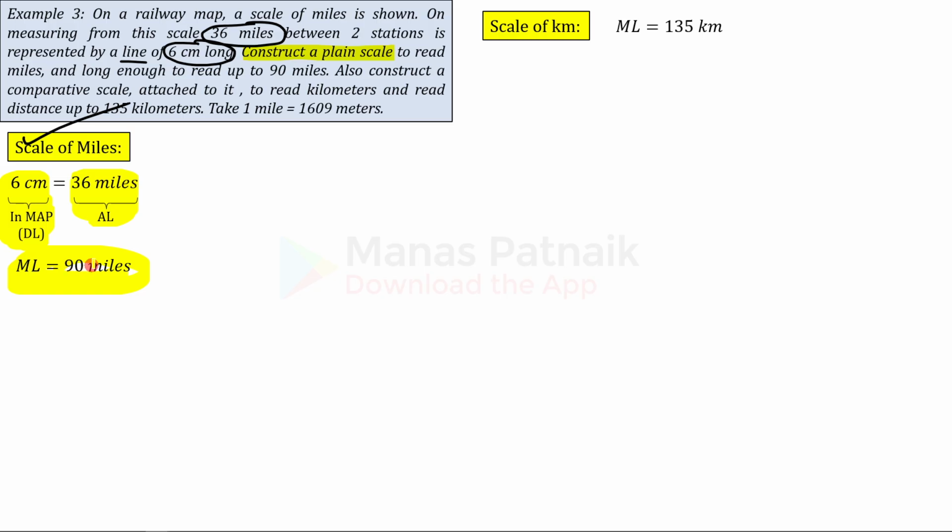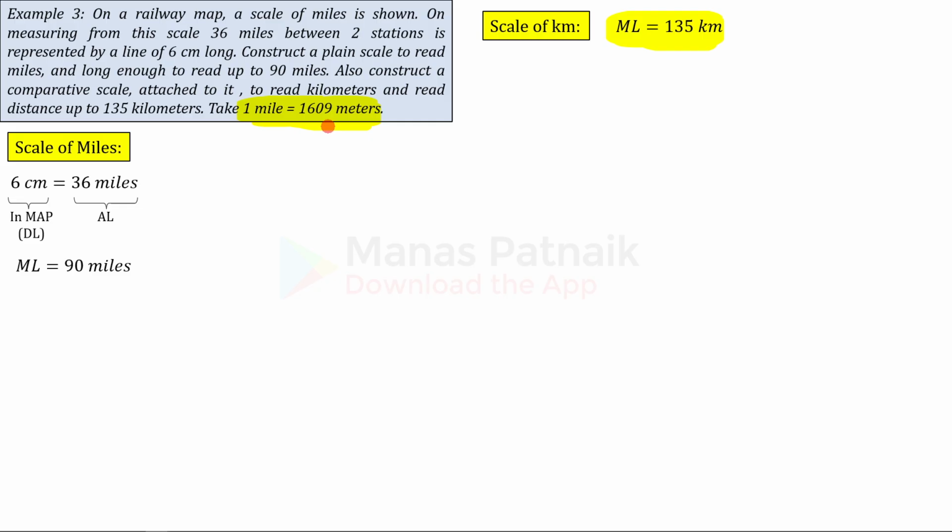Very well. Secondly, another scale has to be constructed, and that's where the comparative scale comes into the picture, to read kilometers and a distance up to 135 kilometers. So the second scale which we wish to construct is having a maximum length of 135, and we've been given this conversion: 1 mile is equal to 1609 meters.